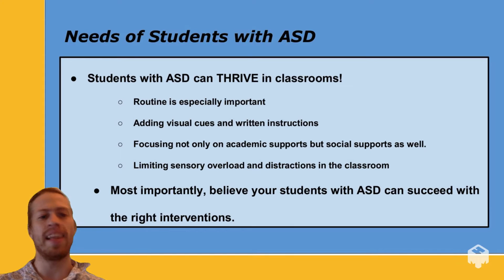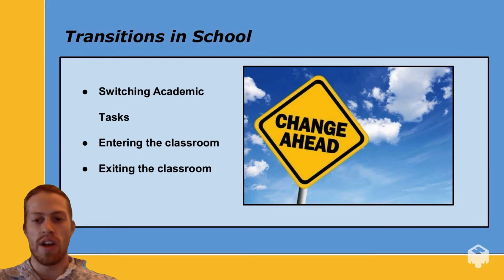So the needs of students with autism, it's important to know that they can thrive in classrooms, but they do need some intervention. So routine is especially important, adding visual cues and written instructions, focusing not only on academic supports, but social supports as well, and then limiting distractions in the classroom and to avoid sensory overload. And it's just important to believe that your students with autism can succeed with these right interventions.